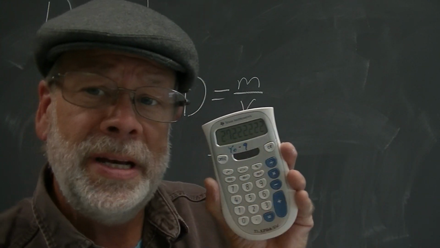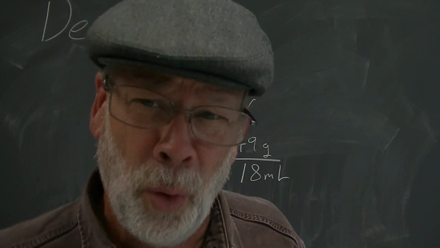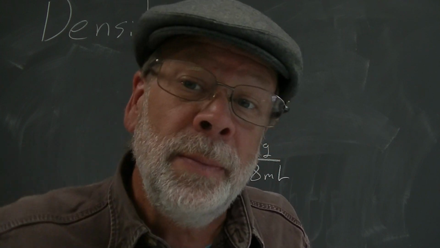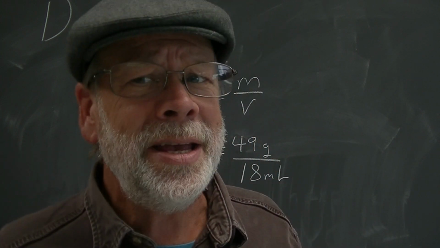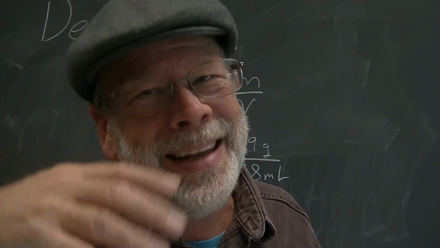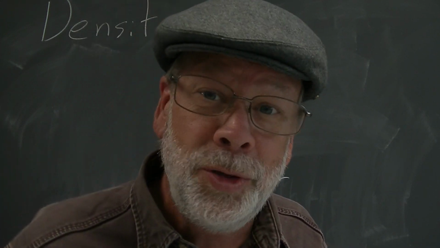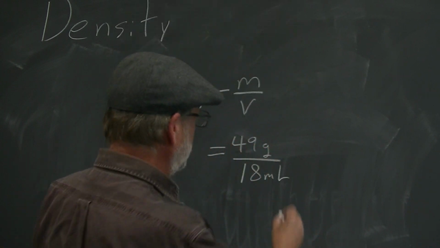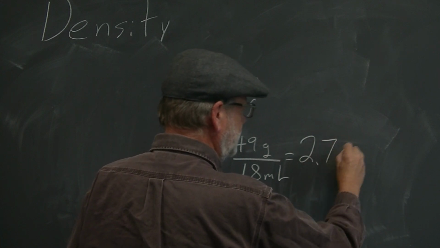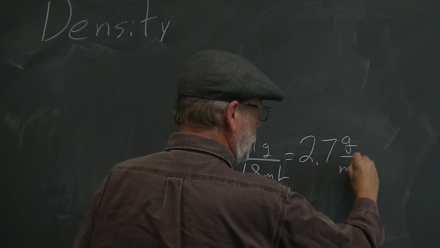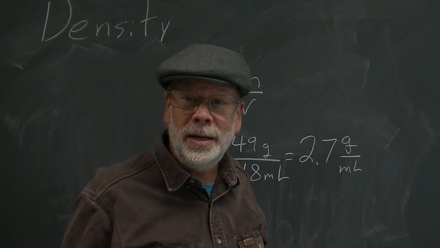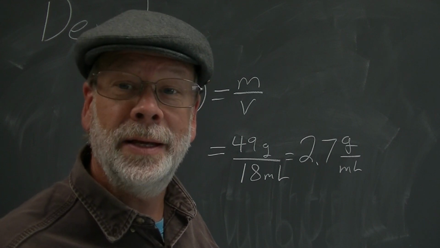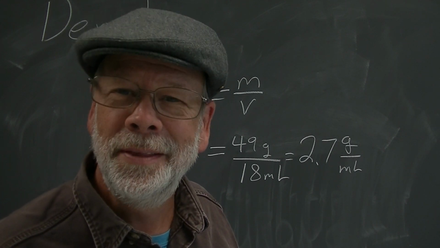Now see all those extra digits there? Do I have any right to report those extra digits? Listen, I'm not even so sure it's 2.7. That milliliter measurement was a little uncertain. So I could say 2.7, but I know that 7 is a little bit iffy. Could I ever say 2.72? No, that would just be silly. So I report density equals 2.7 grams per milliliter. And that's all it is. That's how I would do that. And that's a density calculation. I hope this helped. Thank you very much for watching.